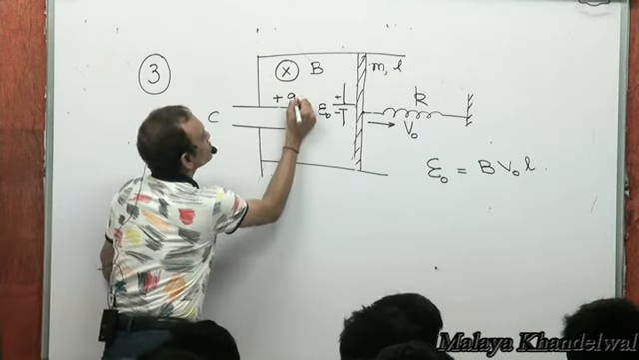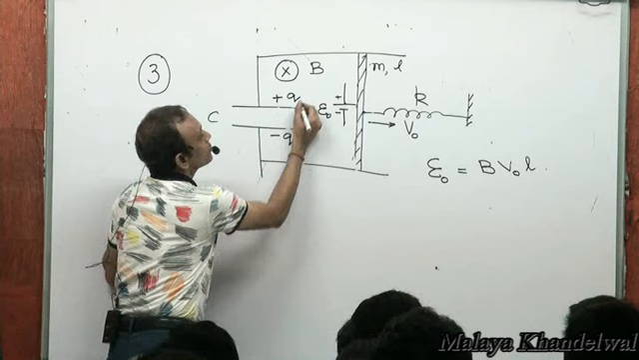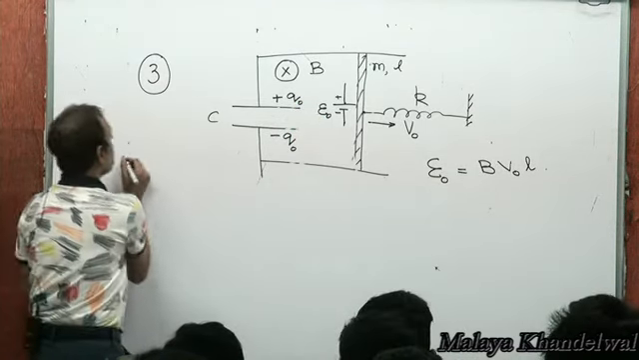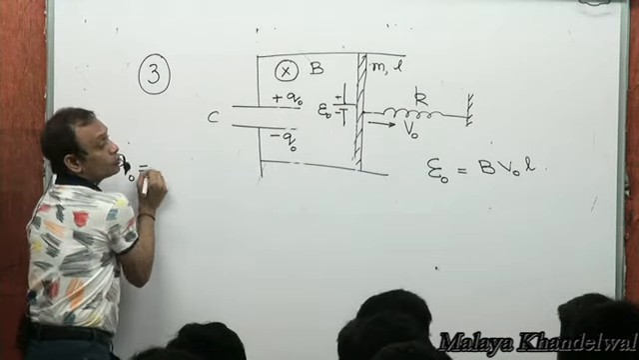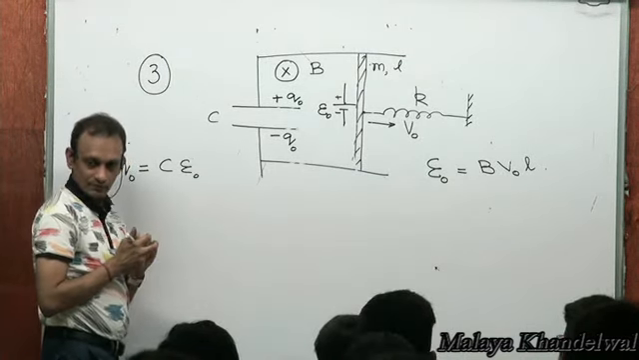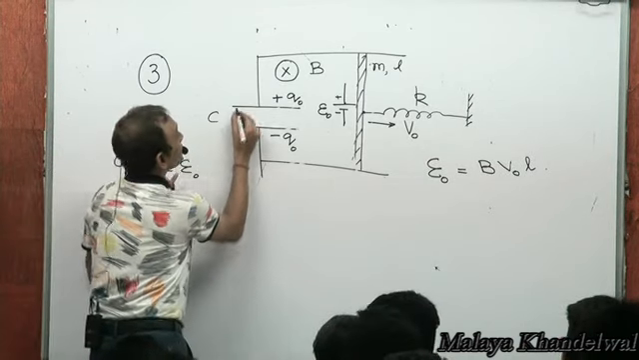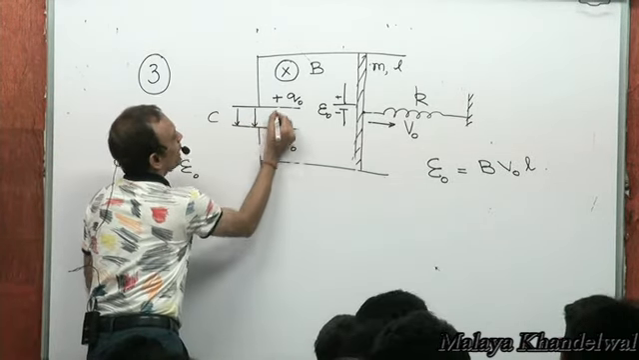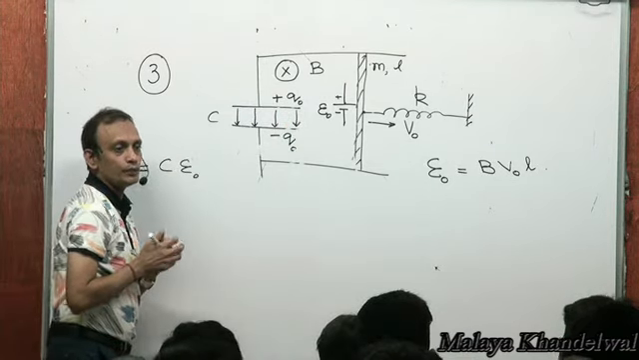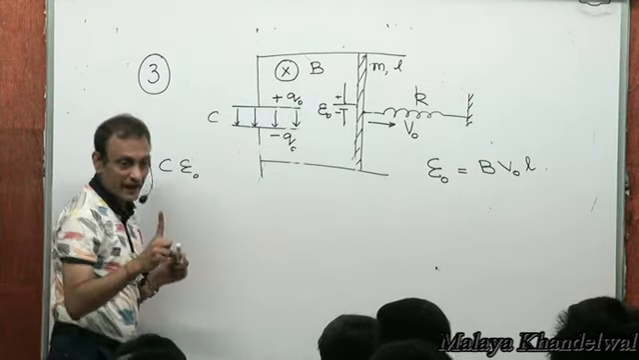So there would be charge accumulation on the plates of the capacitor, Q naught, Q naught, at this instant, time t equal to 0. What is Q naught? Q naught then would be C times epsilon naught, right? And there would be Q naught squared by 2C as energy, electrostatic energy between the plates of the capacitor at time t equal to 0.